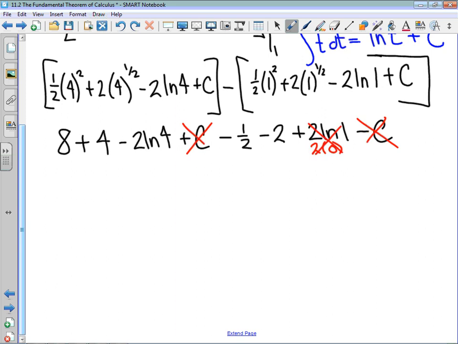So we have 8 plus 4 minus 2 minus 1/2 minus 2 ln 4. So 8 plus 4 is 12. 12 minus 2 is 10. 10 minus 1/2 is 9.5. And then we still need to subtract 2 ln 4. Let me get that 9.5 written a little bit better. Now, this is why we push that, don't use your calculator for everything, because when you use your calculator, it is never going to give you the exact value.